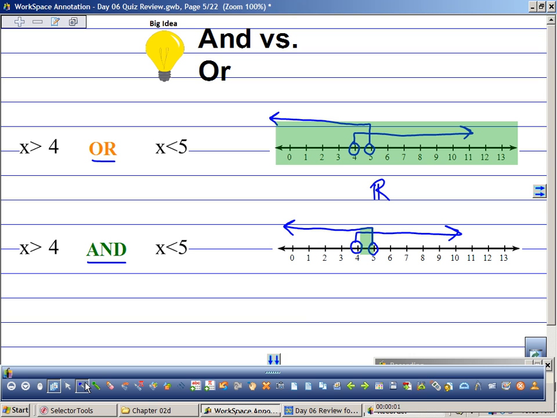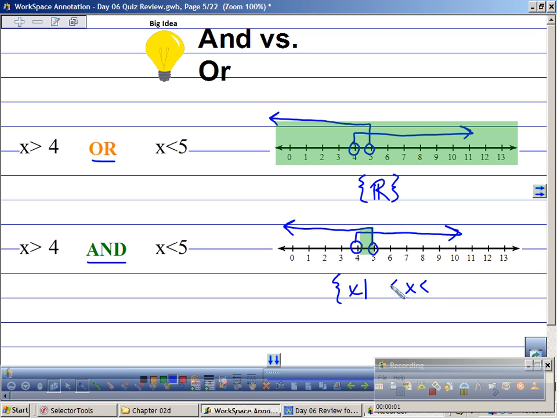So that solution set would look like, this one is all real numbers. This one is x such that x is in between, right? In between, you write x and you put it in between the two signs. In between what two numbers? 4 and 5. 4 and 5.